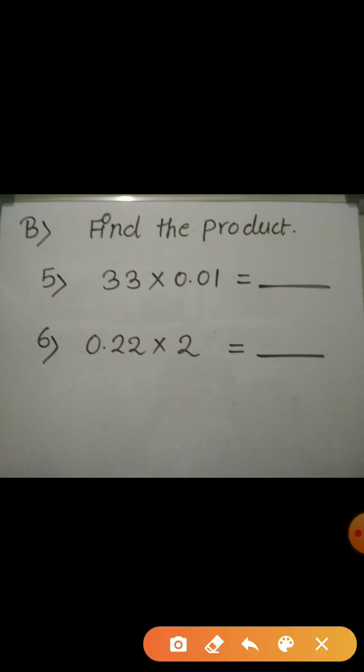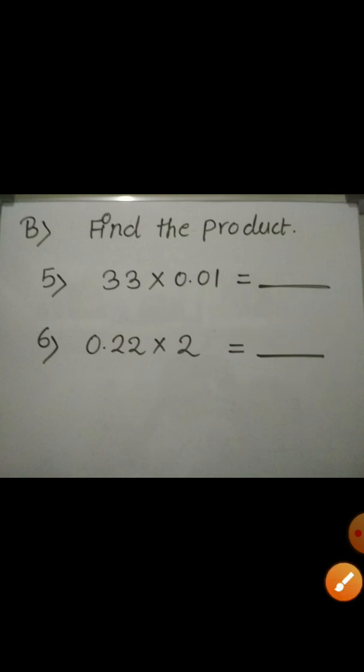And now the last one. Multiply 0.22 and 2. Instead of multiplying 0.22 and 2, we only multiply 22 by 2. Now 22 2s are 44. Here the decimal number have 2 decimal places. So product will again have 2 decimal places. So I am going to put the decimal point here after the 2 places from the right. Hence your product will be 0.44. So likewise you can multiply a decimal by a whole number.